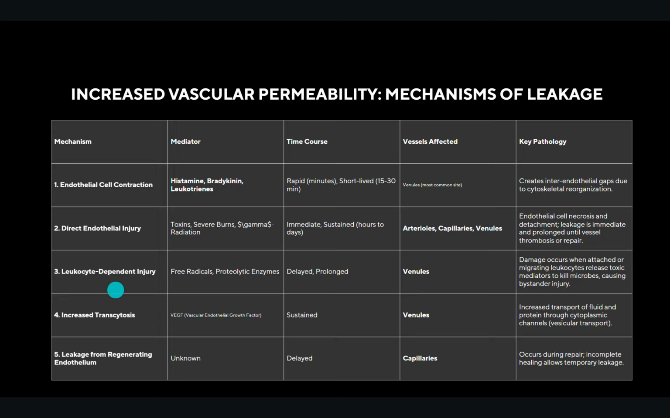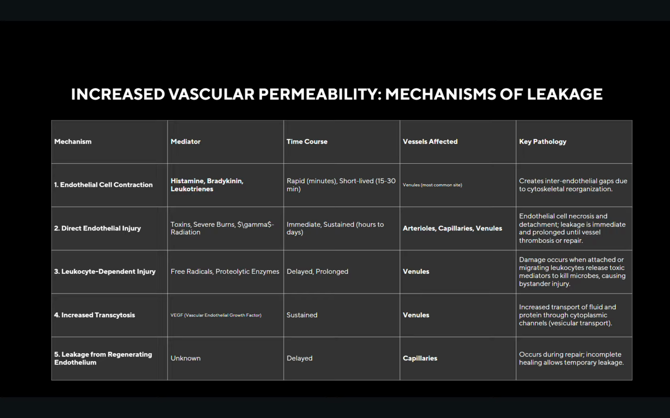The third mechanism is leukocyte-dependent injury. This mechanism is responsible for the delayed and prolonged phase of leakage. As leukocytes arrive, they release toxic oxygen species like superoxide and proteolytic enzymes like elastase to clear the infection. Uncontrolled release can cause significant bystander injury to the underlying endothelium, creating larger, long-lasting defects. It primarily affects the venules.